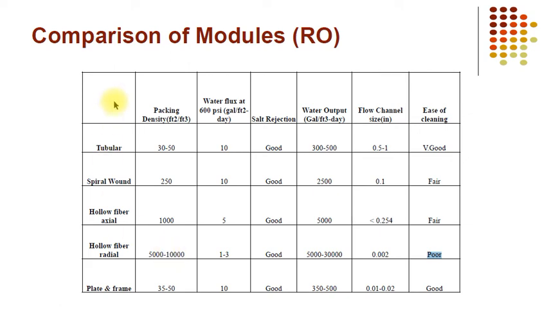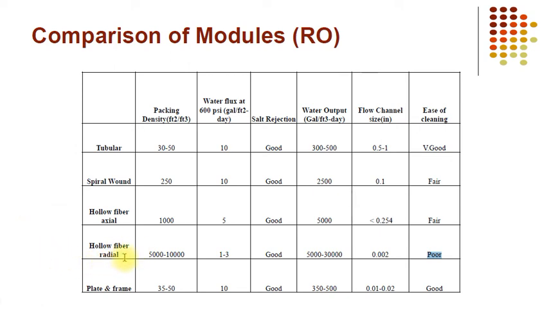So this is the comparison of the different types of modules, especially for the reverse osmosis process. Based on this comparison, you can select a membrane module for a specific purpose. But generally the rules of thumb are: if you are using reverse osmosis for domestic purposes, or for a small scale purpose, you can use the spiral wound modules. If you are using reverse osmosis for seawater desalination, then you can go for the hollow fiber radial modules.